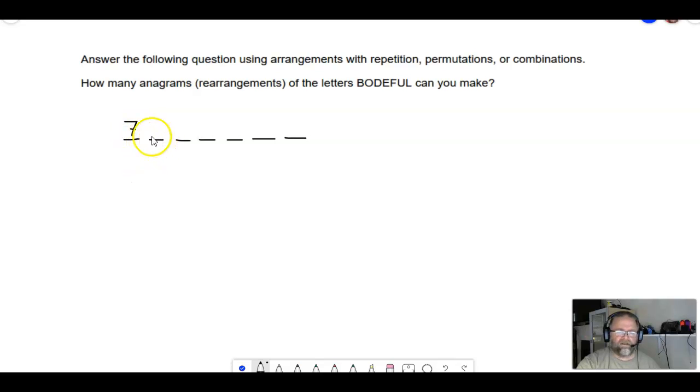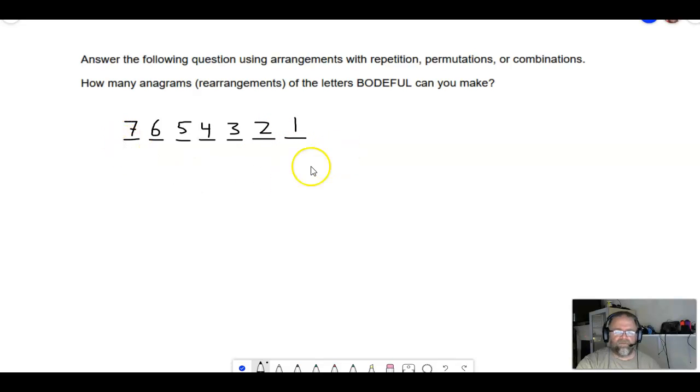Now for the second letter, I've already used one of the letters in the first one because this is without replacement, which means it's dependent. So how many combinations are there now for the second letter? Well, there's only 6 left, right? Because we chose one for the first. For the third space we're going to have 5 left, for the fourth space 4 left, for the fifth space 3 left, for the sixth space 2 left, and for the last space there's only going to be 1 letter left.